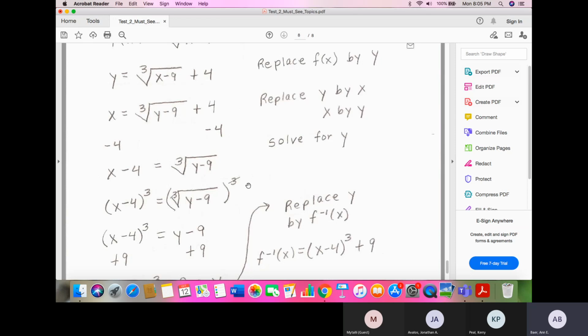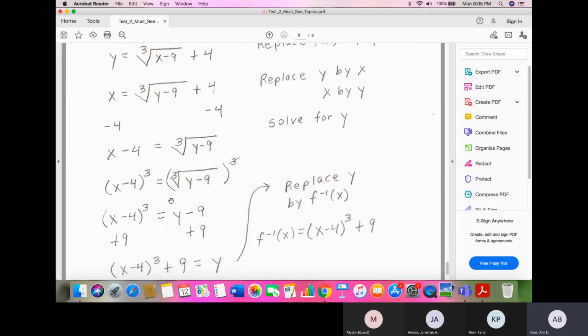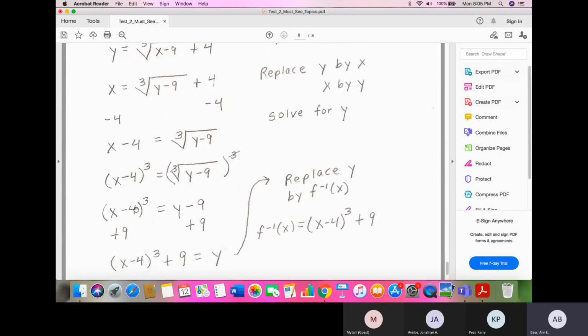So we want to cube both sides. So we want to put each side in parentheses and cube it. And that's what I did here. Cubing undoes cube rooting. So all we're left with on this side is what's inside the radical here, which is y -9. And I just copied over this side.